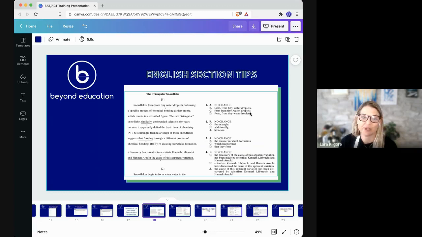That's what this question is asking. Meredith, what would you choose in this section? Snowflakes form from tiny water droplets following a specific process of chemical bonding as they freeze.